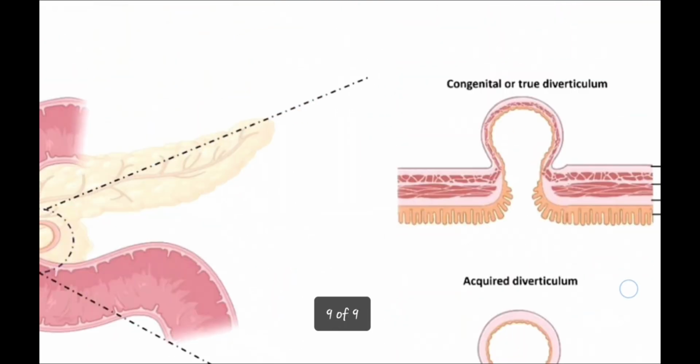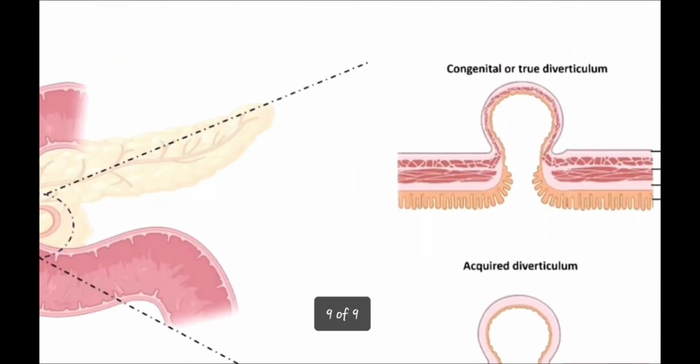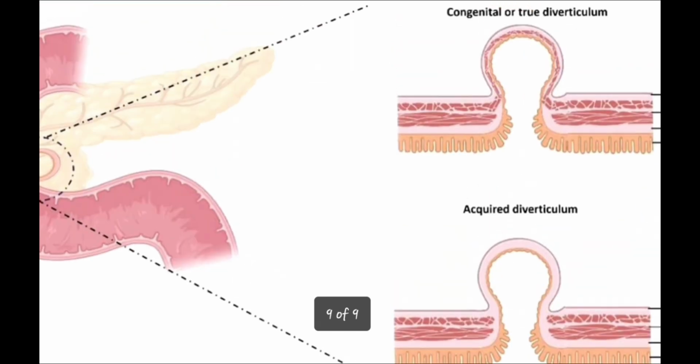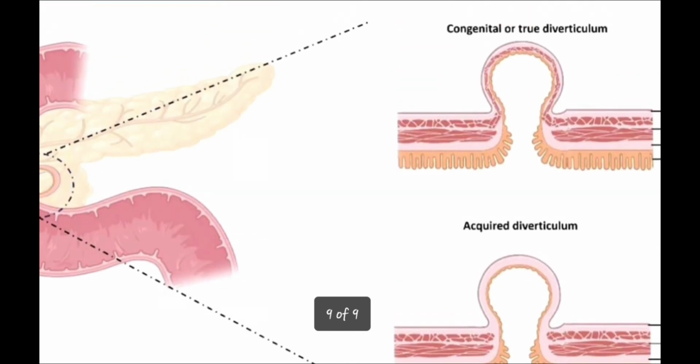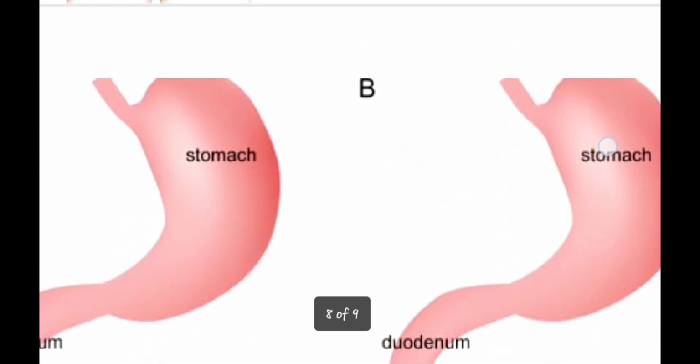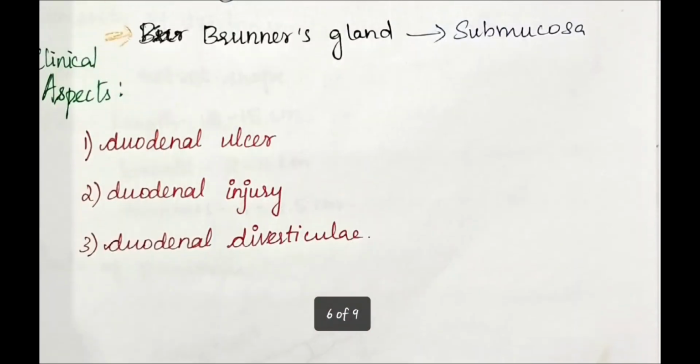So coming to the diverticula, the diverticulum can be congenital or acquired. As I said, it can be acquired or it can be congenital, but it should be treated. So these are the clinical aspects of the duodenum.